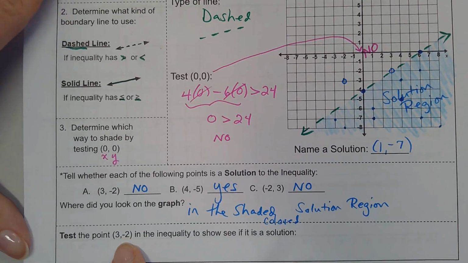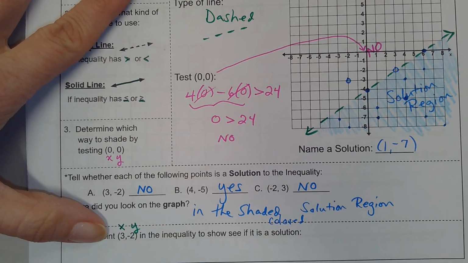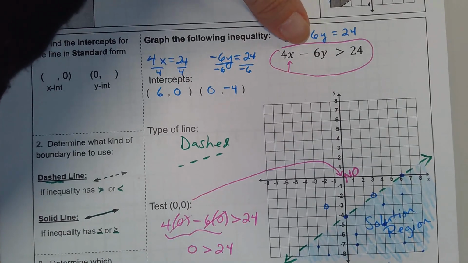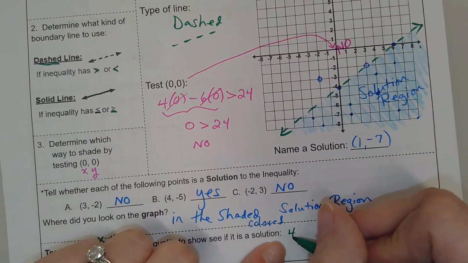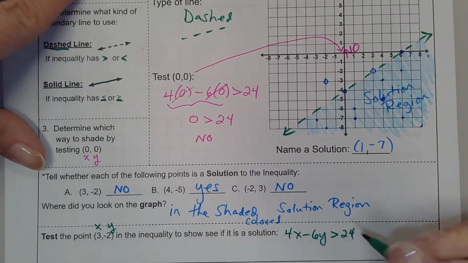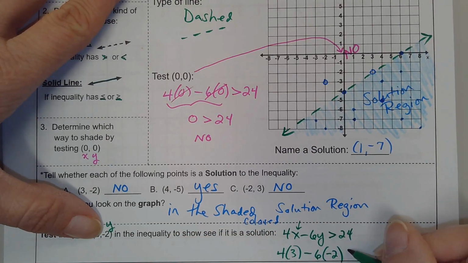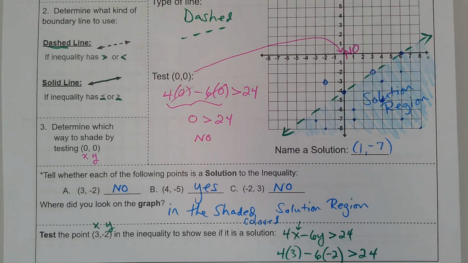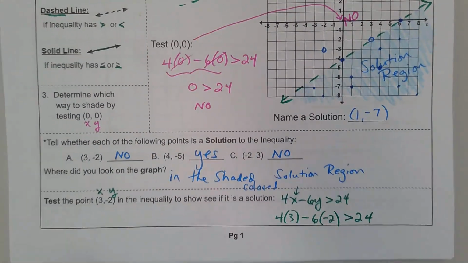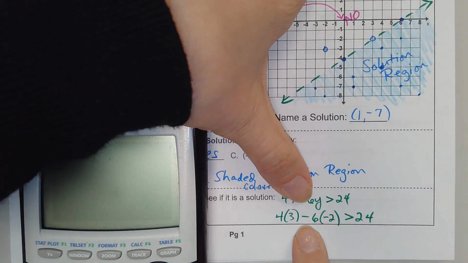Let's test this point in the inequality. So I'm going to put the x number and the y number into the inequality. Let's copy this down since it's so high. Let's write 4x minus 6y greater than 24. So let's put the 3 in parentheses for x. Let's put -2 in for y. And you can go ahead and use a calculator for this. When we type this in, what do we get as an answer for the left side?